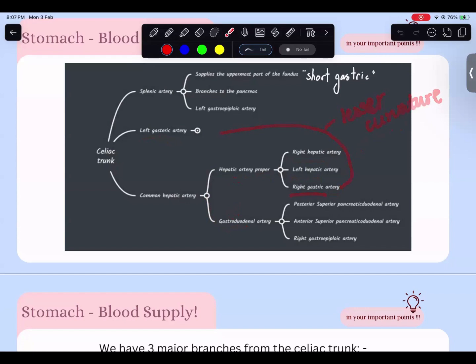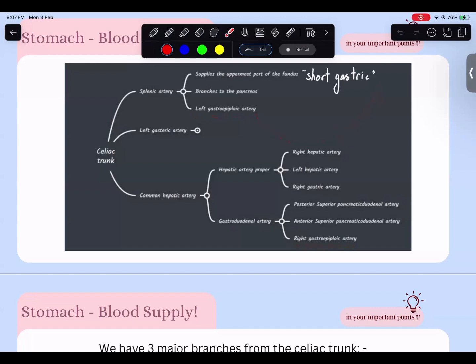Got it? And then you're going to have the gastroduodenal artery, which is the second branch of the common hepatic artery. What does the gastroduodenal artery do? It gives you the pancreaticoduodenal artery, which is for the duodenum and the pancreas, and it gives us the right gastroepiploic artery. So left gastroepiploic was from the splenic, and right gastroepiploic is from the gastroduodenal from the common hepatic. The right gastroepiploic supplies the greater curvature from the right side, and the left gastroepiploic supplies the greater curvature from the left side.